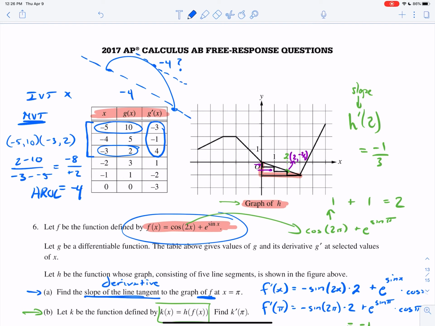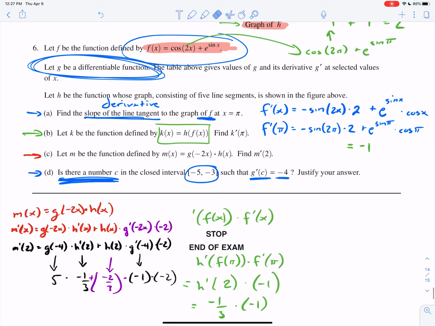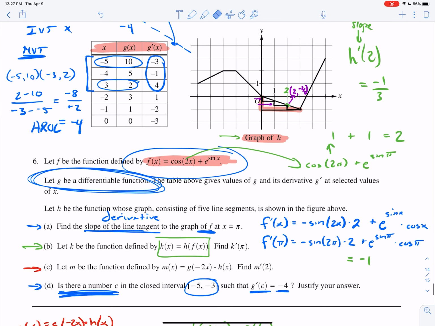MVT is only going to work if it's differentiable and continuous. Notice how they mentioned that g is differentiable here. So it's enough to say that by MVT, there exists a moment where this is going to happen. But make sure that you're showing the average rate of change. And that's it.